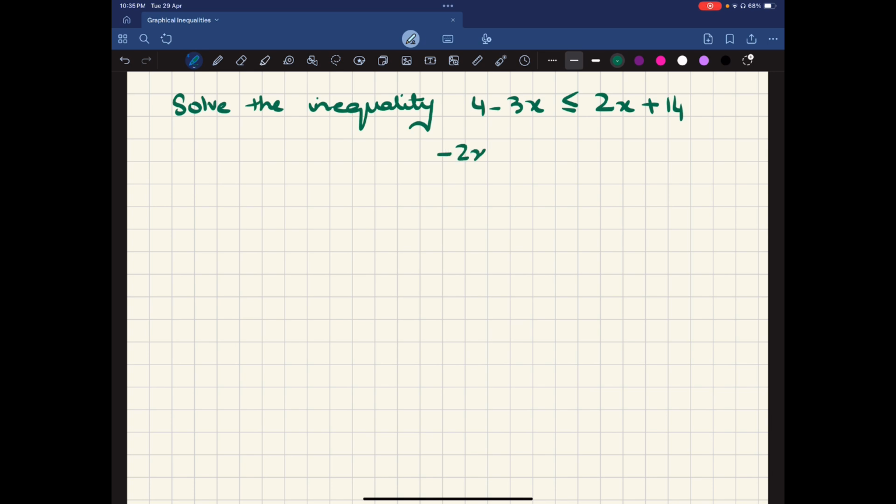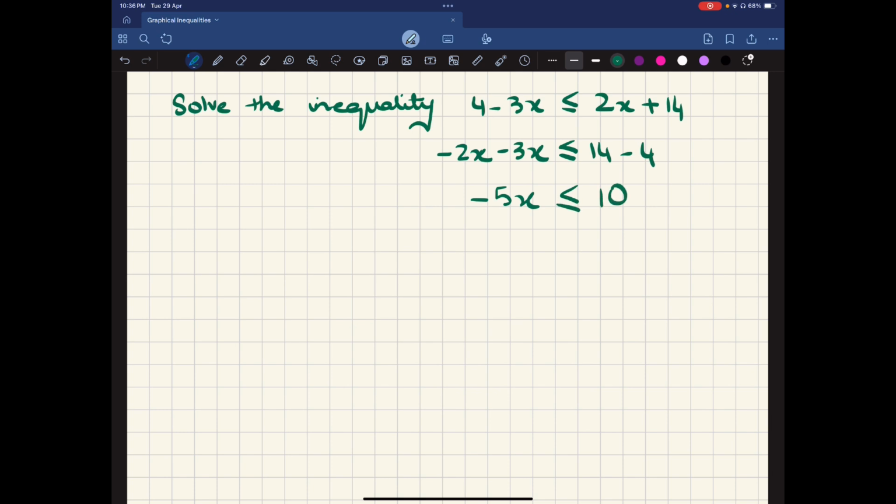Minus 2x, minus 3x is greater than or equal to 14 minus 4. So what have I done? I've taken this 2x to the other side, so it becomes negative 2x, and the 4 has been taken to the right hand side. So this is plus 4, it is negative 4 here. Okay, negative 2x, negative 3x will be negative 5x less than or equal to 10.